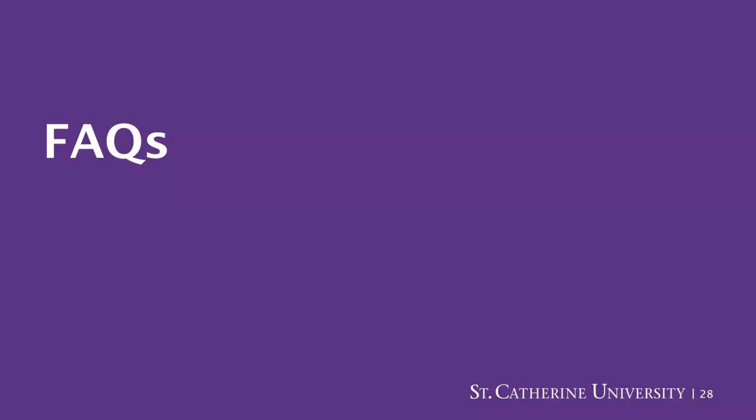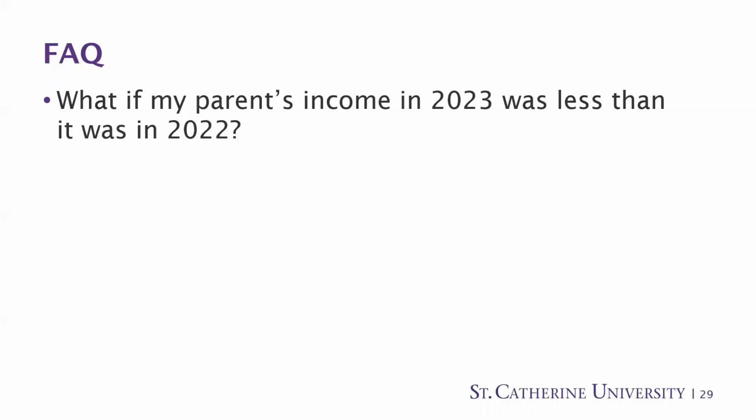To close off our webinar, let's run through some frequently asked questions. Our first question is, what if my parents' income in 2023 was less than it was in 2022? This question is relating to the information included on the FAFSA. The FAFSA uses prior tax information to determine need eligibility. So for students starting fall 24, information from 2022 will be requested on the FAFSA application. If a parent lost a job in 2023 or their income drastically changed in 2023, please reach out to your admission counselor. We do have a special circumstance form for parents to fill out if this is the case.